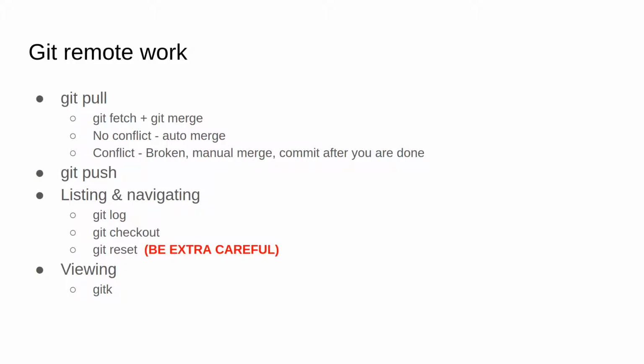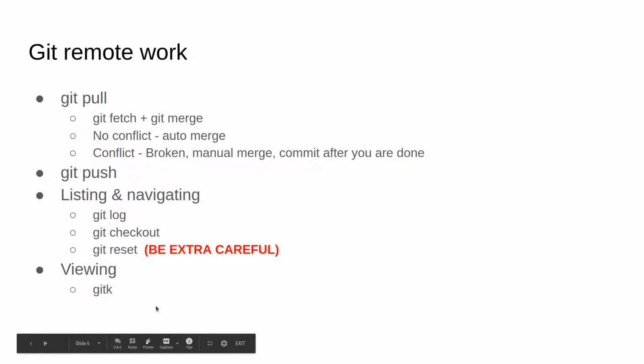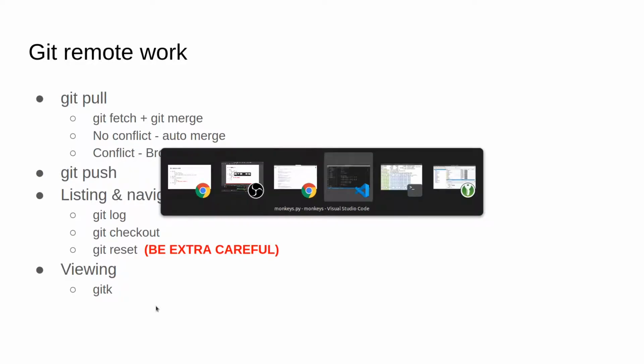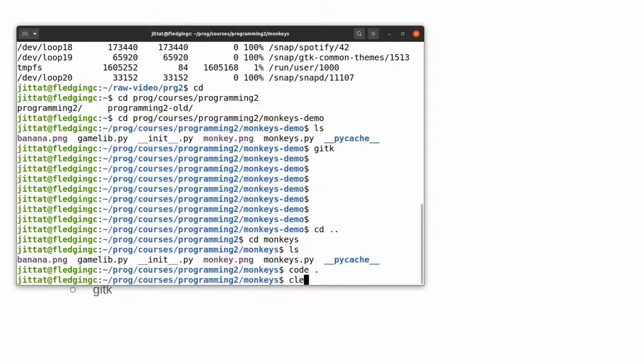git reset. Git reset is like you clean up stuff, you clean up all the change set. It's a very dangerous command, so don't use it unless you are really careful. And you can view your repository. I have gitk, but you can have your local Git client so that you can look at how things work. Let me show you a few things.